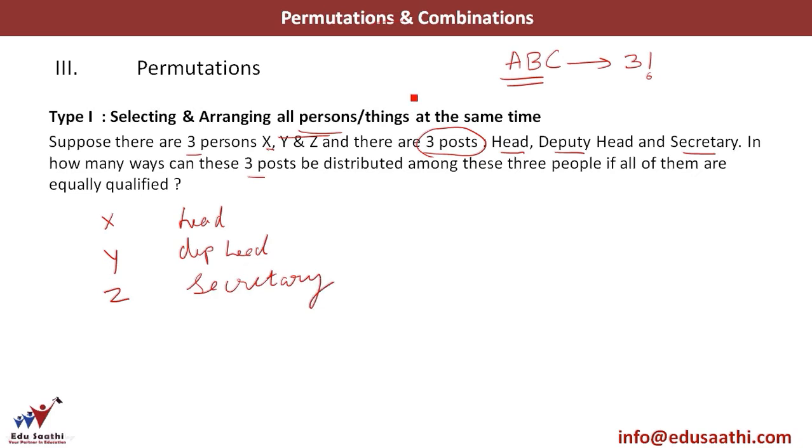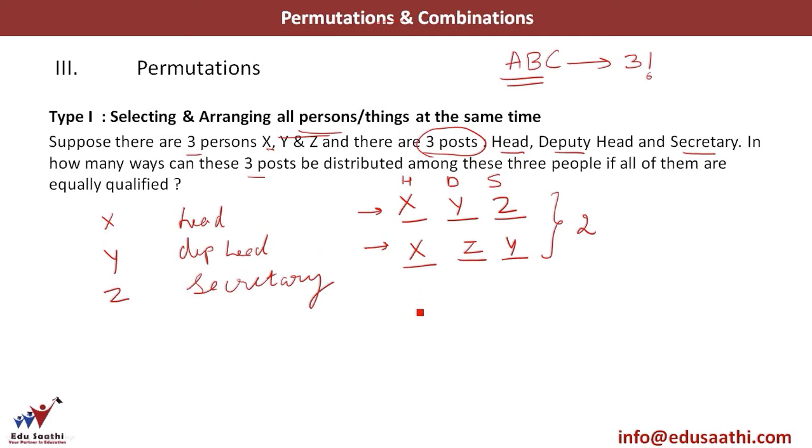How do we solve these kinds of questions? What you need to notice here is, let's say that I choose X as the head, Y as the deputy head and Z as the secretary. Now this arrangement is different from choosing the same head but changing the deputy head from Y to Z and the secretary from Z to Y. So these are actually 2 different arrangements.